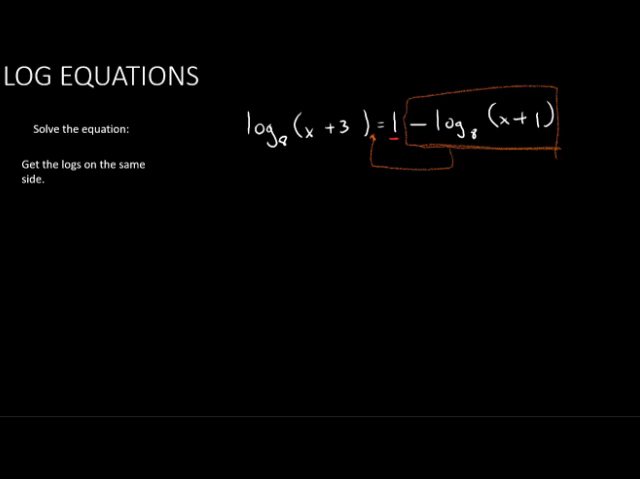Therefore, on the left, we will now have log base 8 of x plus 3, and now plus log base 8 of x plus 1. On the right, we'll still have the 1. Now that we have both log terms together on the same side, we can combine them into one bigger log.